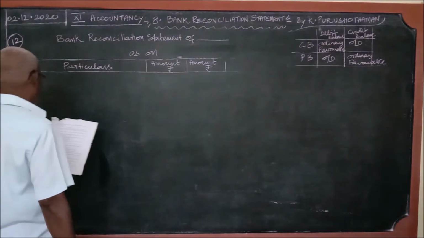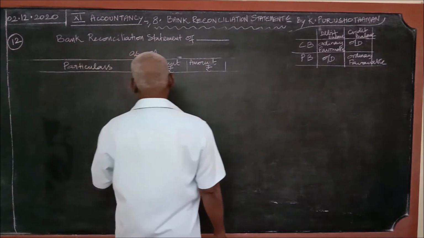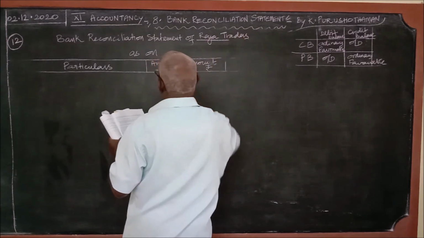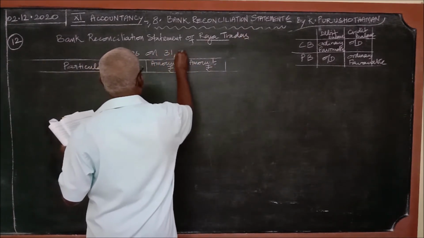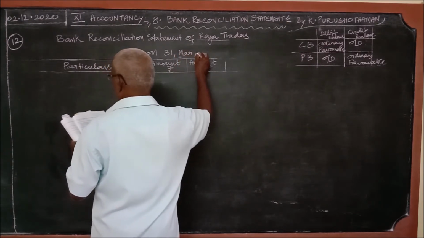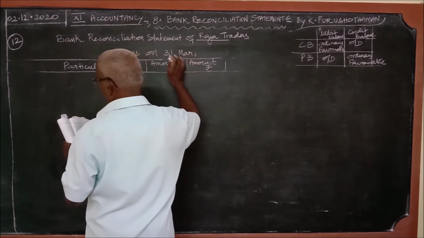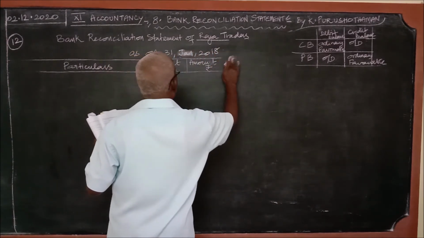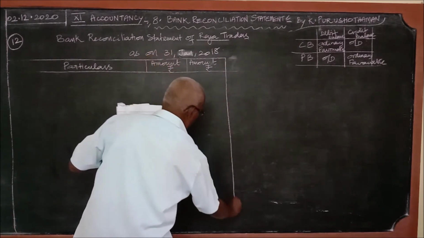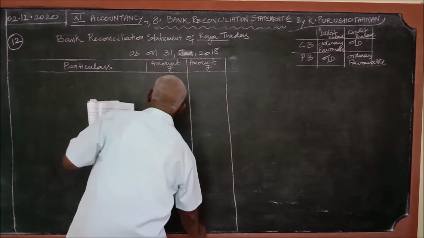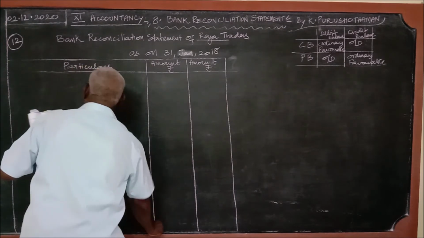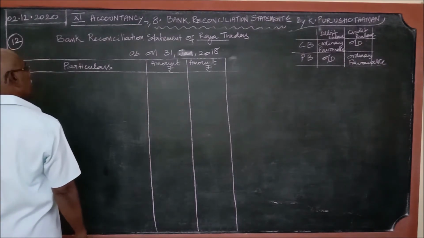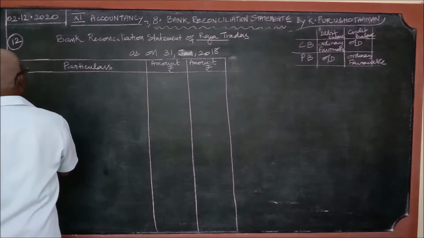Problem number 12 now. Bank reconciliation statement of Raja Traders. Name is given, so you write the name, Raja Traders, and the date is as on 31st January 2018. Now we can do the problem, and before doing the problem, we should go through the items and select what are the items to be under add and what are the items to be under less.